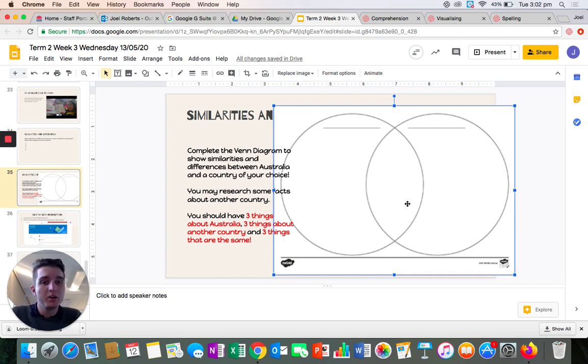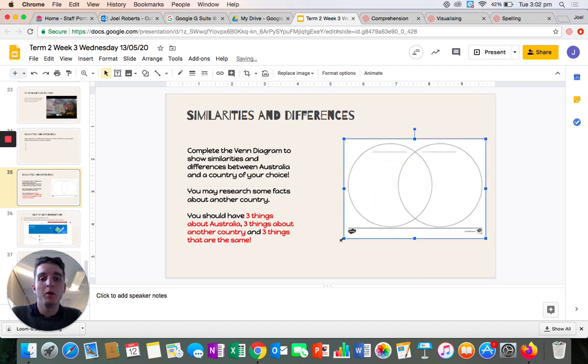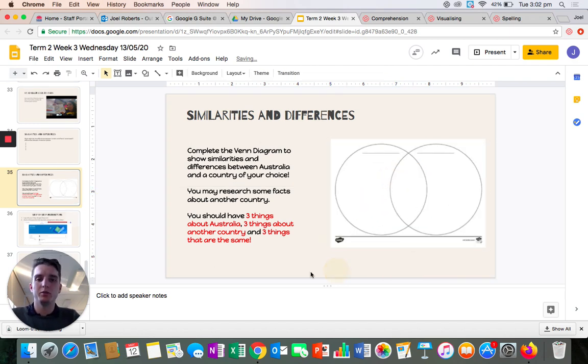And then in this bit, try and find some similarities between the two countries and write them down in this middle bit here. Okay, you should be able to write at least 3 things about Australia, 3 things about another country, and 3 things that are the same, 3 things that are similar. And that way it's helping us gain a deeper understanding of similarities and differences between our country where we live and the other countries around the world, and it helps us make those deeper connections, which is what we're trying to do.